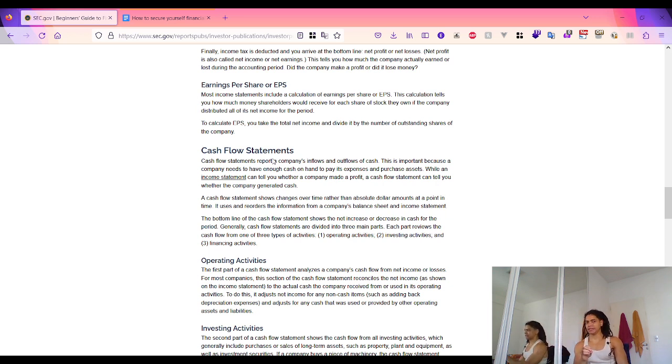Now, the operating activities analyze the net income from the income statement, and reconcile that with the actual cash that a company received from or used in its operating activities. To do this, it adjusts the net income for any non-cash items that affect the income statement without any cash transaction involved, such as depreciation and amortization.